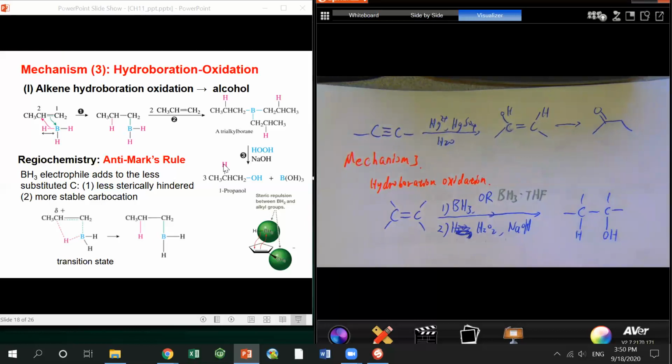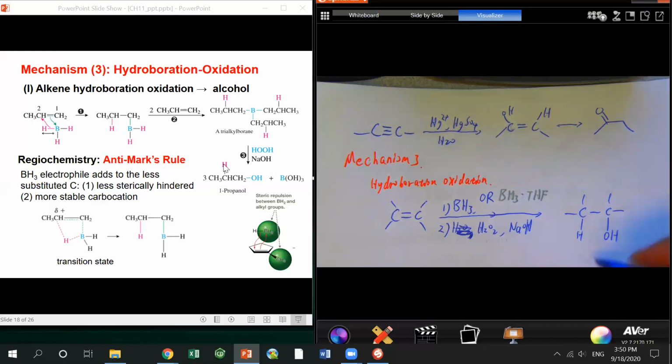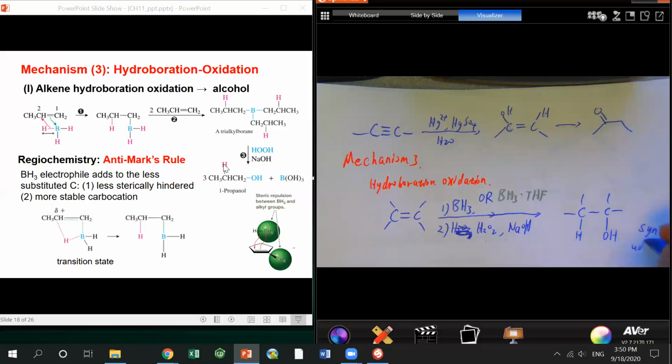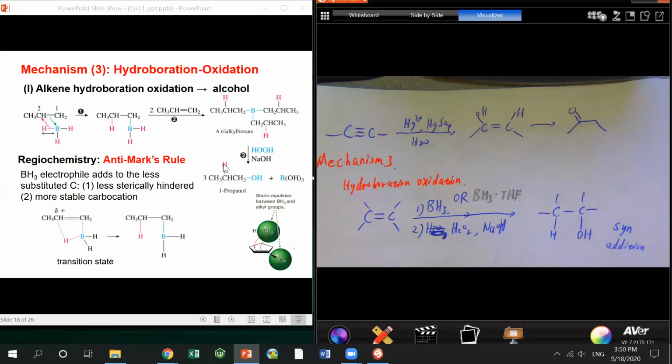For this reaction, there's very special stereochemistry. If you take a look, I drew the hydrogen and OH on the same side. That means this reaction is a syn addition. Another very special feature is that this reaction follows the anti-Markovnikov rule. Hydrogen goes to the carbon with more alkyl groups, and OH goes to the carbon with more hydrogens attached.